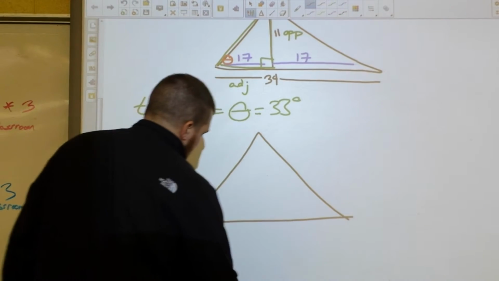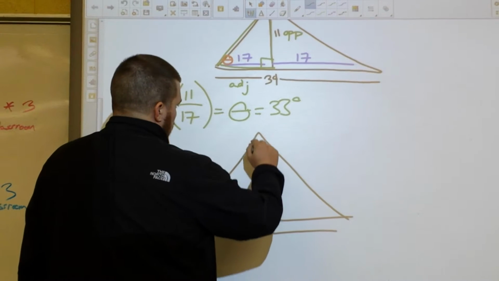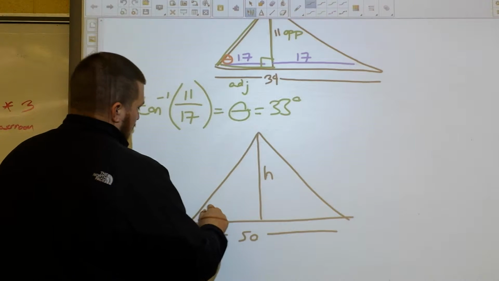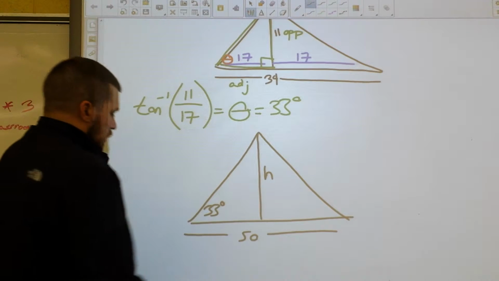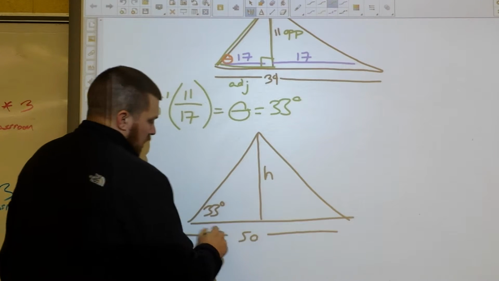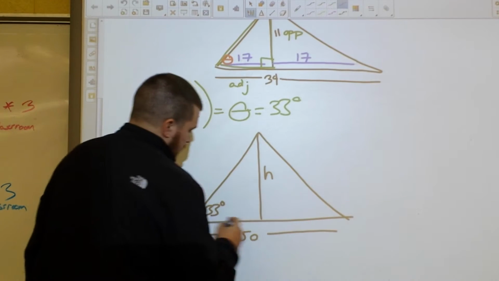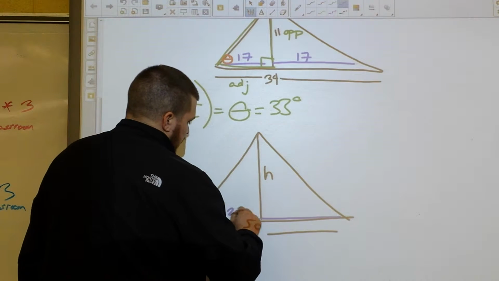So now we know the base diameter for this pile is 50. We want to know the height of the pile, and we know that the angle from part A is 33 degrees. Well, again, since my base diameter is 50 feet, I can split this up into 2 equal halves. So the radius of my pile is going to be 25.